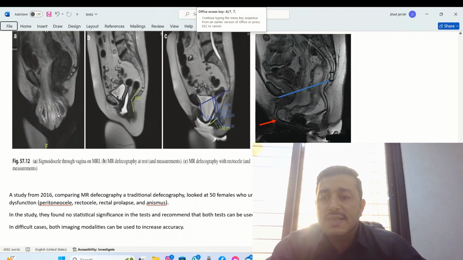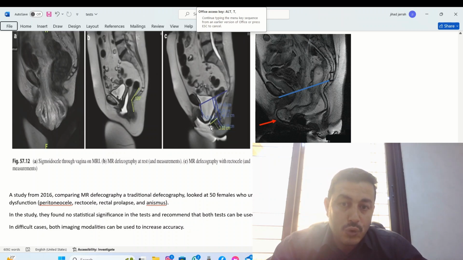Here we have sigmoidocele. The sigmoid is protruding through the vagina. Here we have MR defecography at rest, and they show the anorectal angle. Here we have, I think, rectocele, the rectum protruding into the posterior vaginal wall. Here we have enterocele. It's clear.